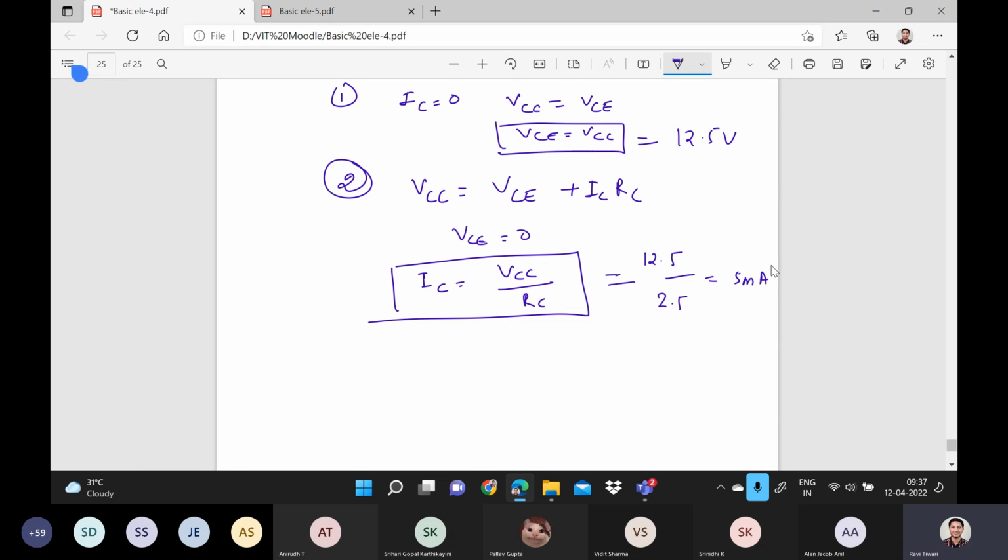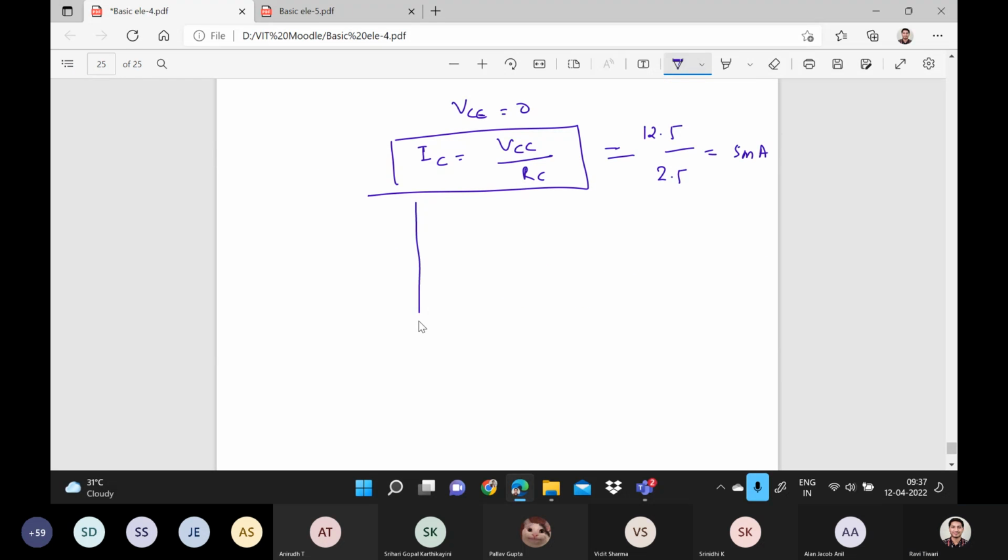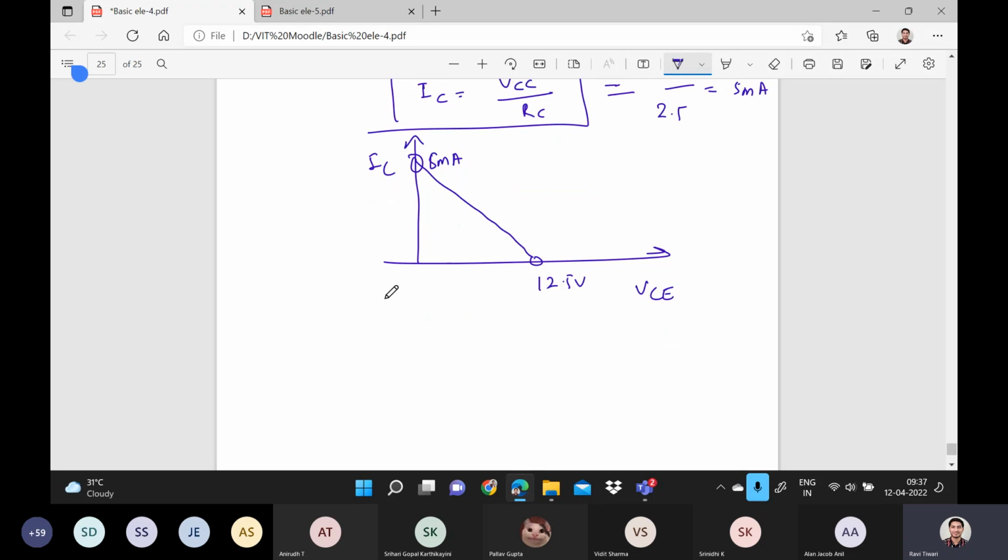So how to draw the DC load line? Here you just make IC, that is the collector current, and this will be VCE. And you just connect here. This value will be 5 milliamps, and this value will be 12.5 volts. Okay. Now, next question. This is how we can draw the DC load line.